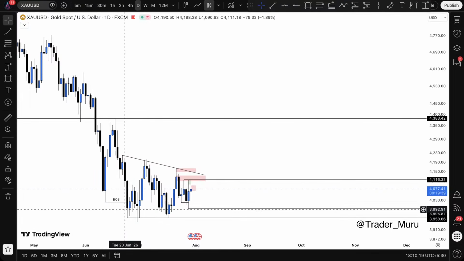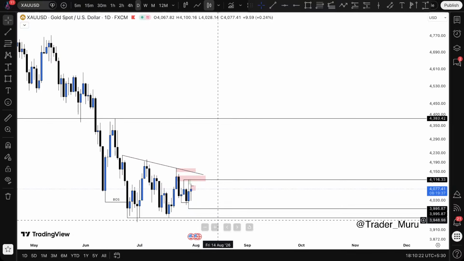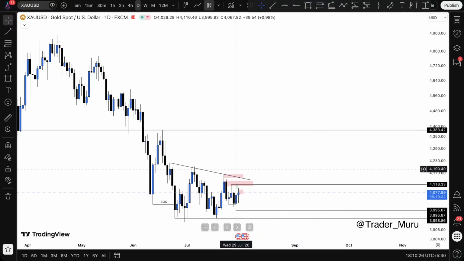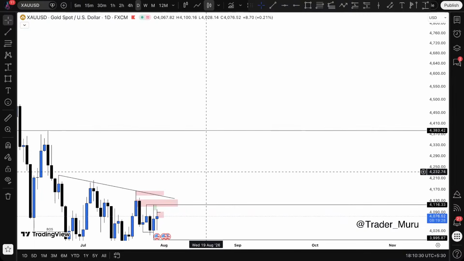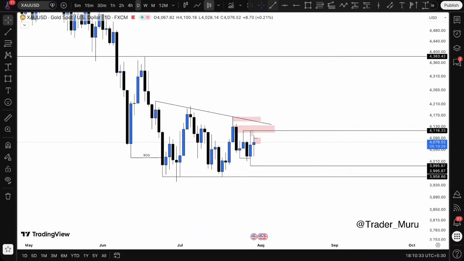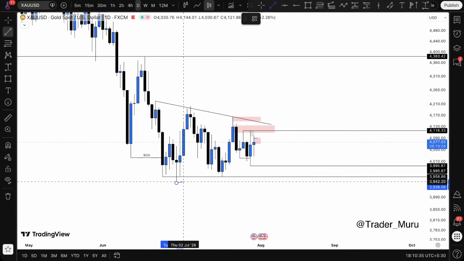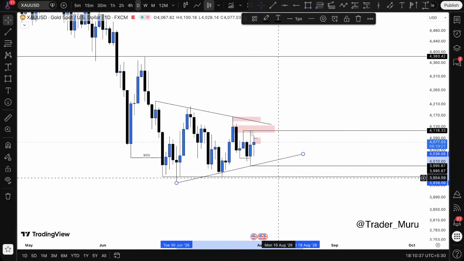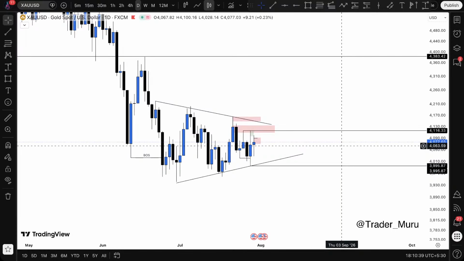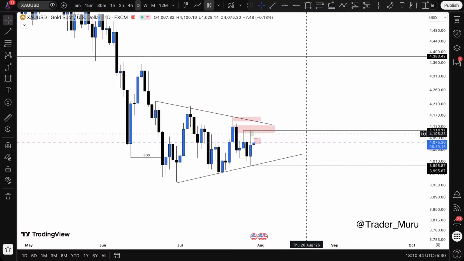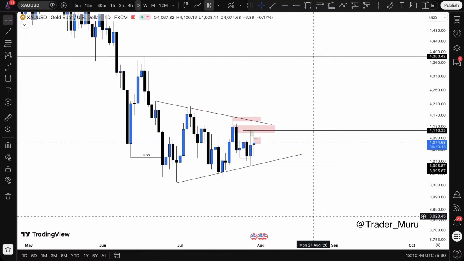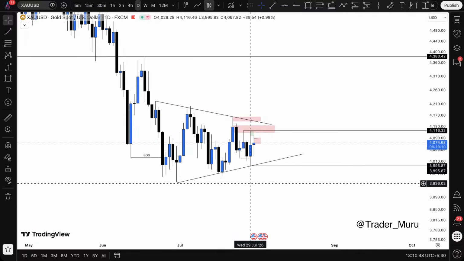So price will continue ranging in this symmetrical triangle. On the break, it can move, but till then we have to wait. It is also a high possibility that till NFP price just keeps ranging here, just like this, and on NFP we get a breakdown. This is also a possibility.